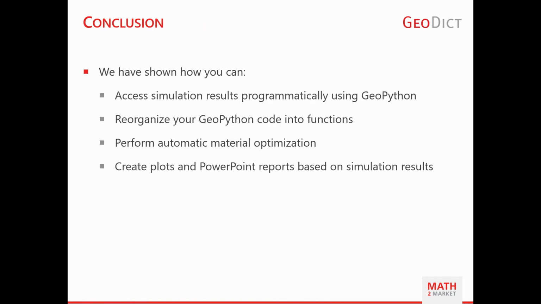In conclusion, we have shown you how you can access your simulation results programmatically using GeoPython, how you can restructure your GeoPython code into functions so you can call it repeatedly from within a loop, for example, and how you can perform a simple automatic material optimization using a bracketing scheme. And last but not least, how you can create plots and how you can create PowerPoint reports based on your simulation results.